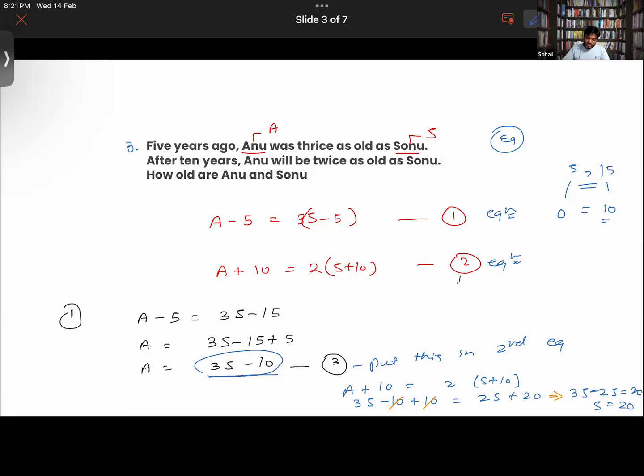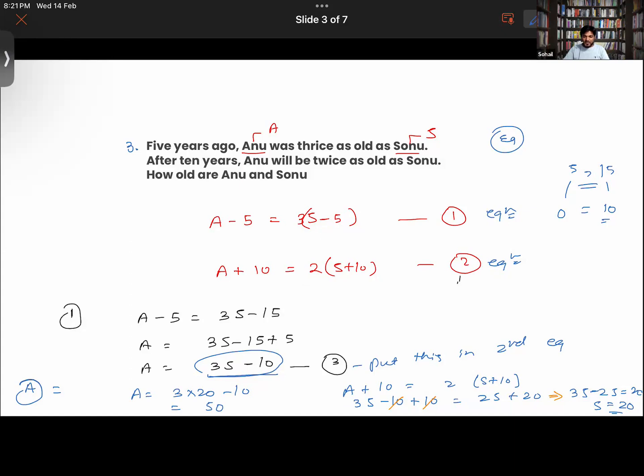Getting it now? So the age of Sonu was 20 in this case, right? And talking about the age of A, you can find that also by putting the value of s, that is 20, in any of the equations. For example, you can put it in this third equation also. So the age of A is 3 times 20 minus 10, that is 60 minus 10, that is 50. Getting it now?